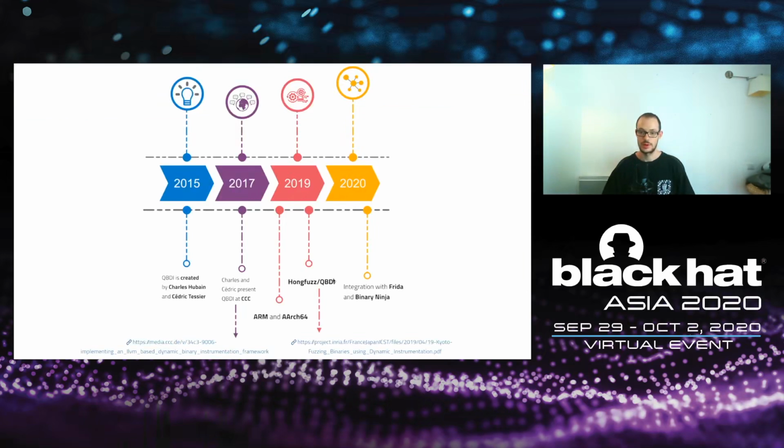A bit of history of QBDI. The project was started in 2015 by Charles Hubain and Cédric Tessier. In 2017, they presented the project at CCC. In 2019, I added the support for ARM and ARM64. In the next few months, Paul, one of my colleagues, presented some work on using QBDI to perform fuzzing with Honggfuzz. In 2020, we started to integrate some tools with QBDI, such as Frida or Binary Ninja.